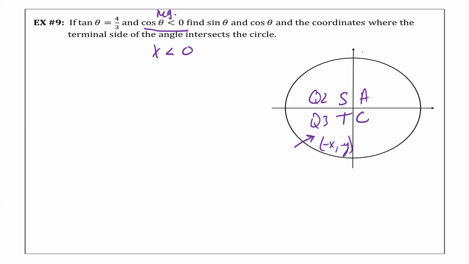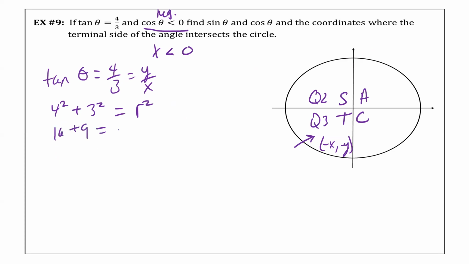We're just finding the radius and the sine and cosine. So tan theta equals 4/3, which means that my y and my x are given. So we have 4 squared plus 3 squared equals r squared. 16 plus 9 equals r squared. 25 equals r squared, and therefore r equals 5.